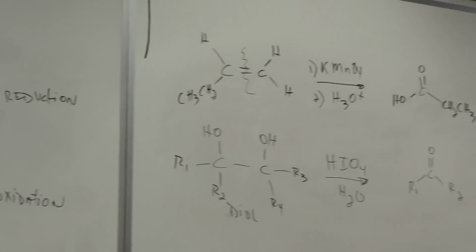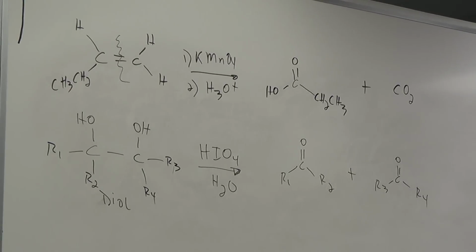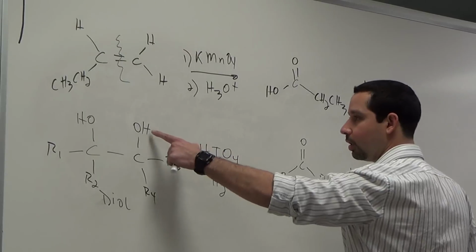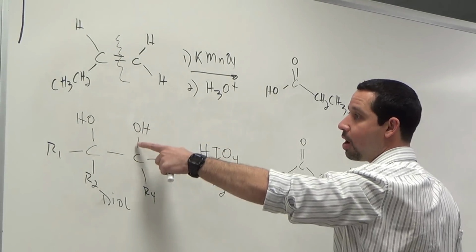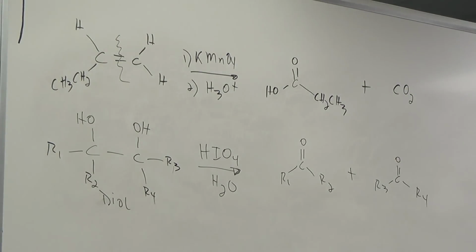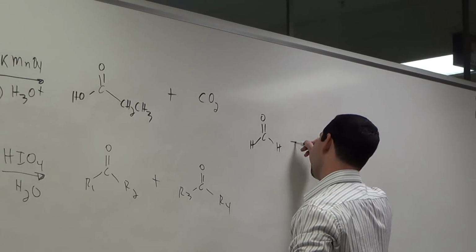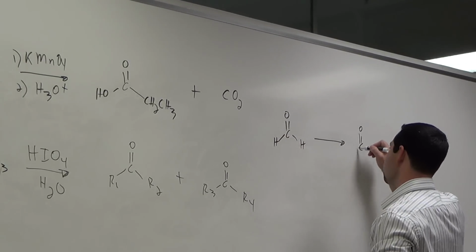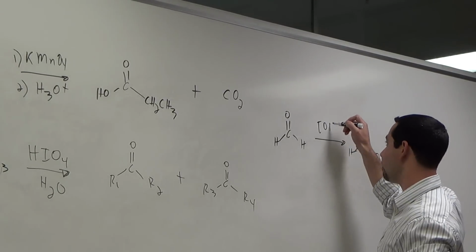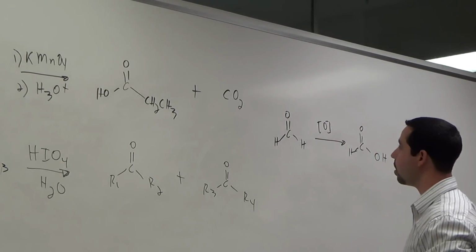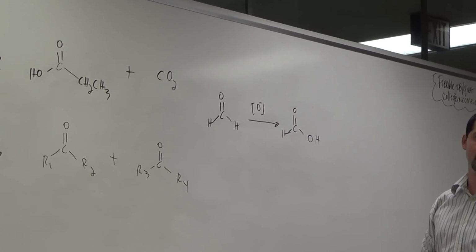So, from here to here, was that an oxidation or a reduction? Oxidation. Why is this an oxidation? Hydrogen is gone, or the number of bonds to oxygen has increased. Okay? So, from here to here, what is this? Reduction or oxidation? Oxidation. This is an oxidation. You have an enzyme in your liver that does this, and it's called aldehyde dehydrogenase.